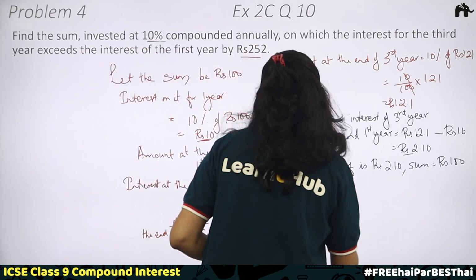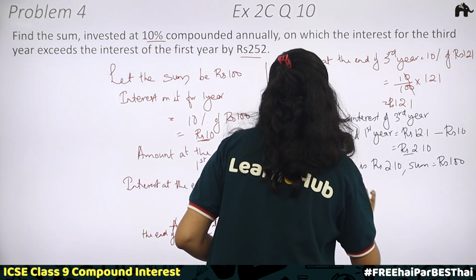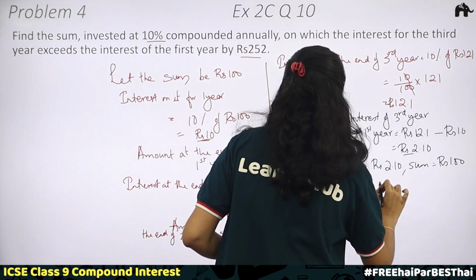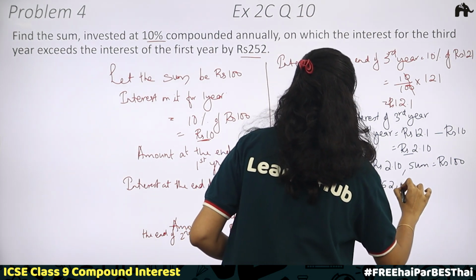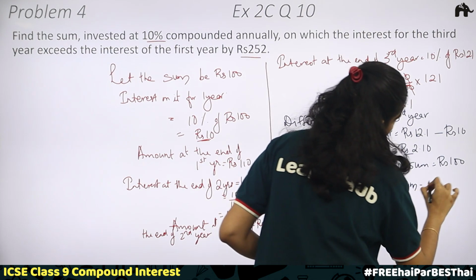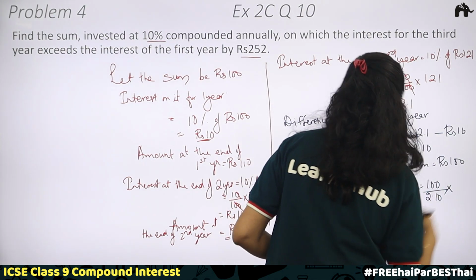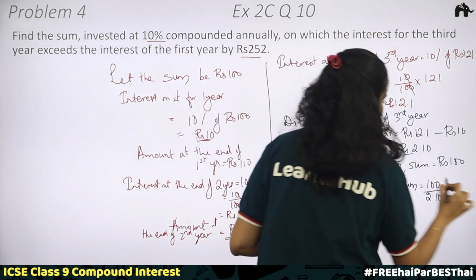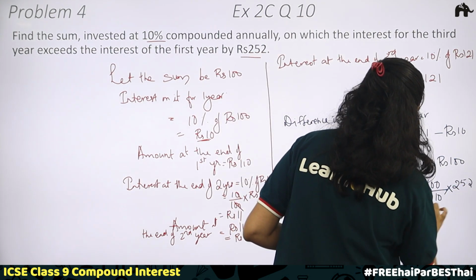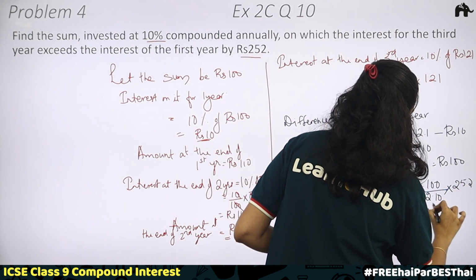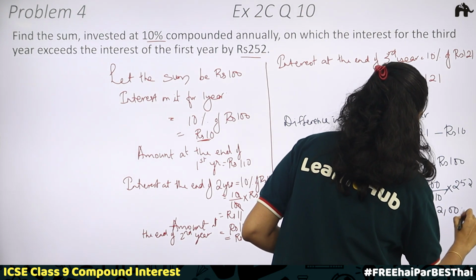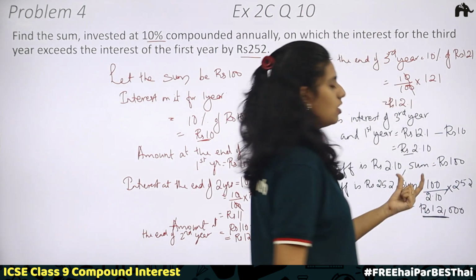When difference is rupees 252, then what is the sum? Sum will be equal to 100 divided by 2.10 into this amount, this difference, that is 252. On solving, you will be getting rupees 12,000. So, rupees 12,000 is your final answer.